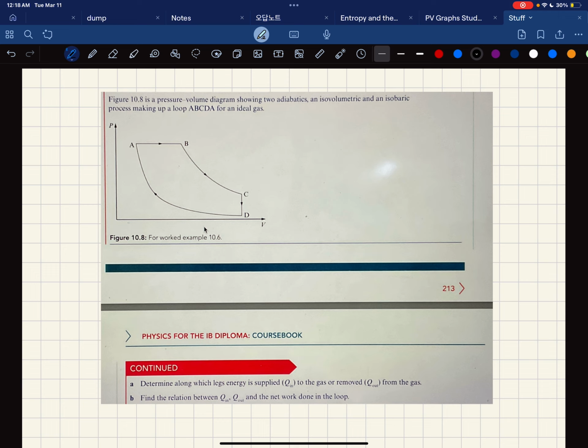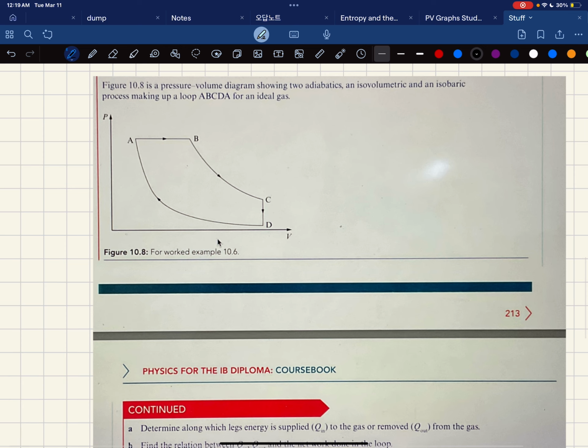Two adiabatics, one isovolumetric and an isobaric process making up the loop ABCDA for an ideal gas. So let's first begin with labeling the legs. By the legs, I mean these individual curves. So two adiabatics, we can see that this is an adiabatic. Same for this one.